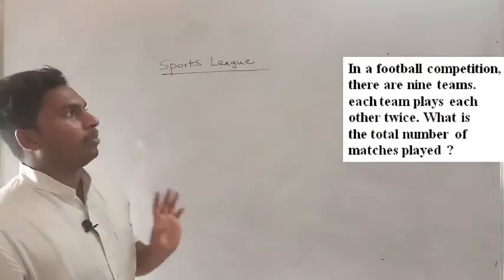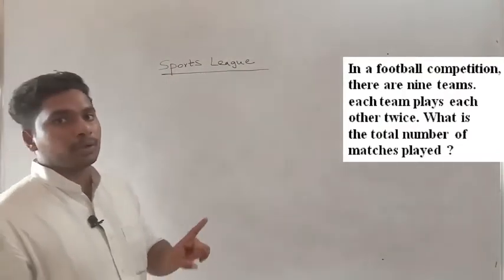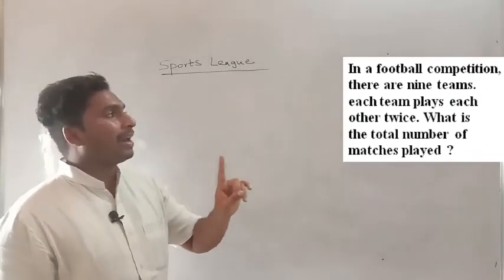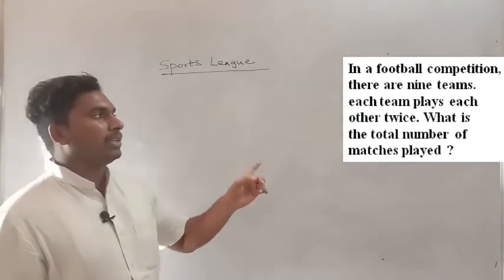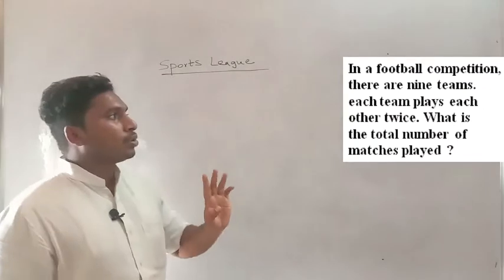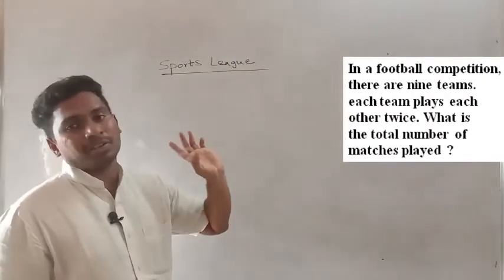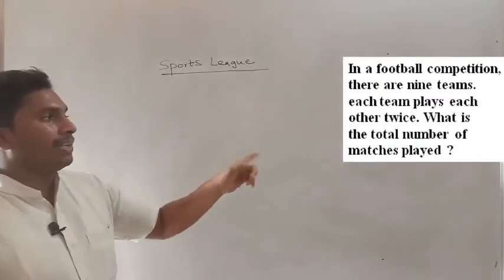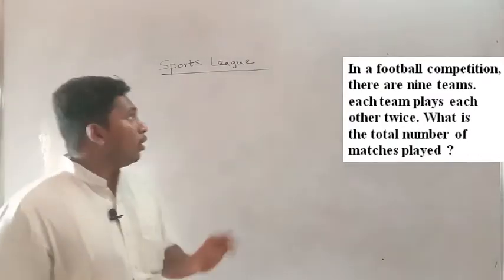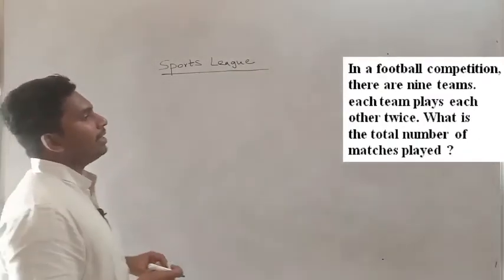In a football competition there are 9 teams. So the number of teams is 9 here. Each team plays each other twice, so every team will play with another team 2 times. What is the total number of matches played in the whole league? That is the question.